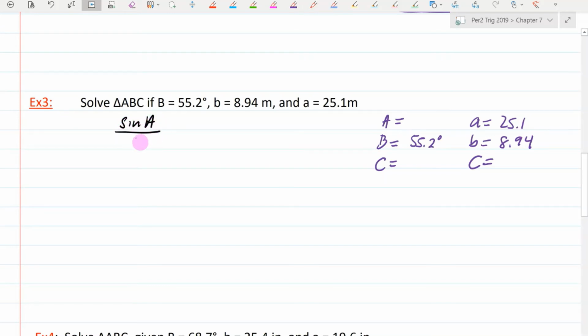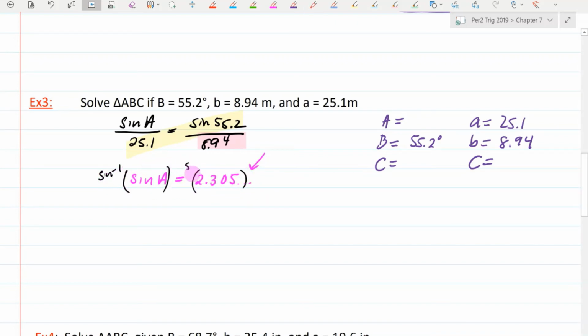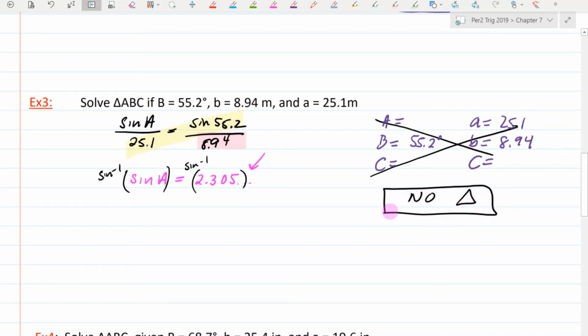So sine of A over 25.1 equals sine of 55.2 over 8.94. All right, so if I cross multiply here, this times this, divided by that, I will get sine of A is equal to 2.305. You can't have a number here that's bigger than 1. It's not going to work. So if you do inverse sine of both sides, you're going to get an error. That means that it's impossible. So there is no triangle here. There's not one, there's not two triangles, there aren't any triangles.